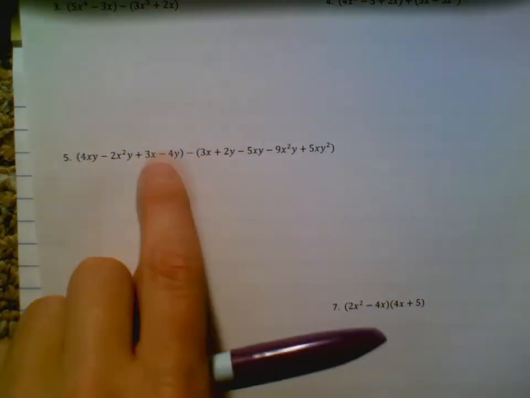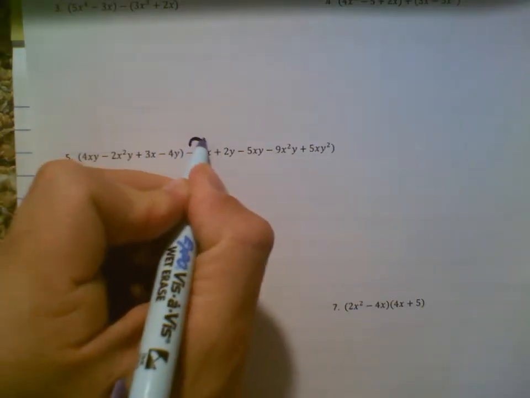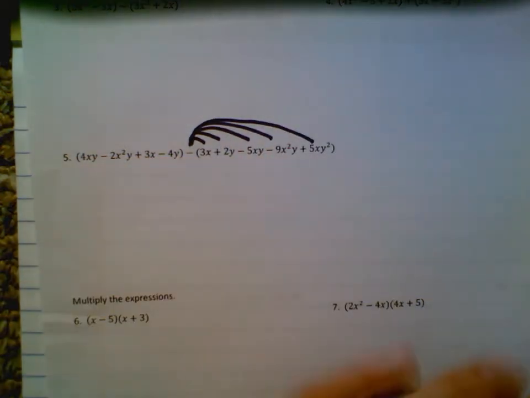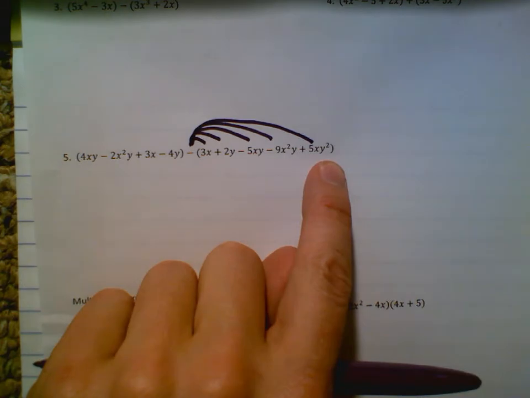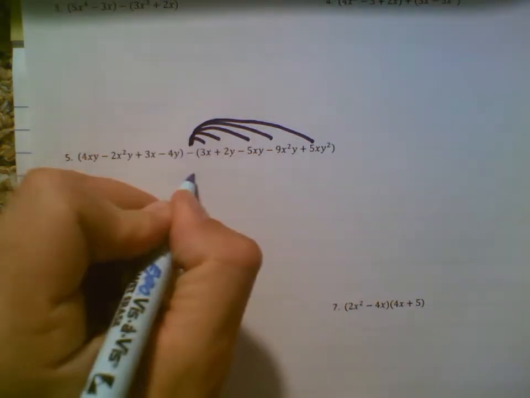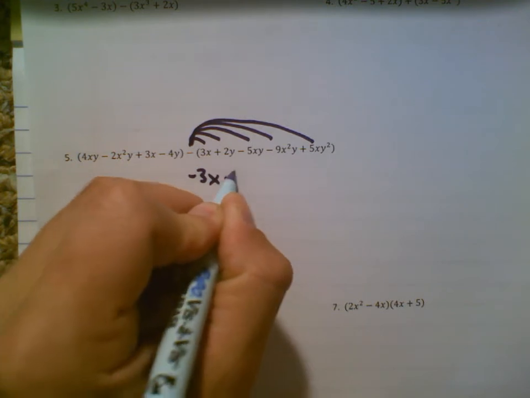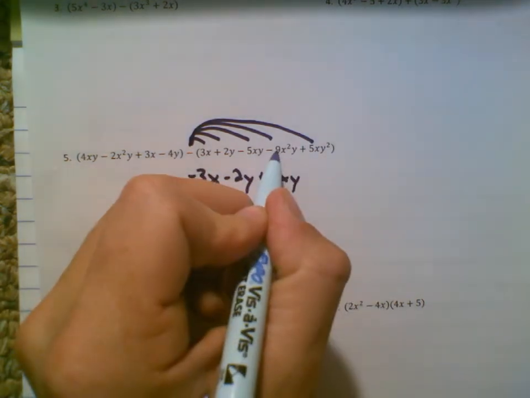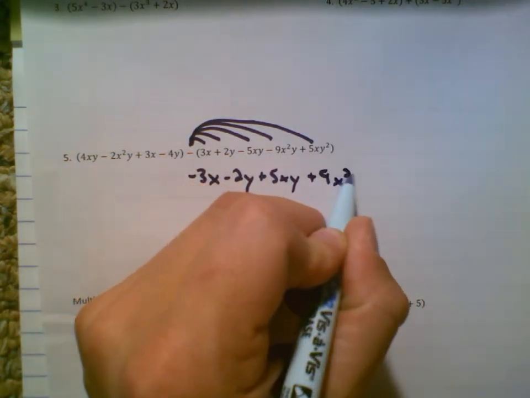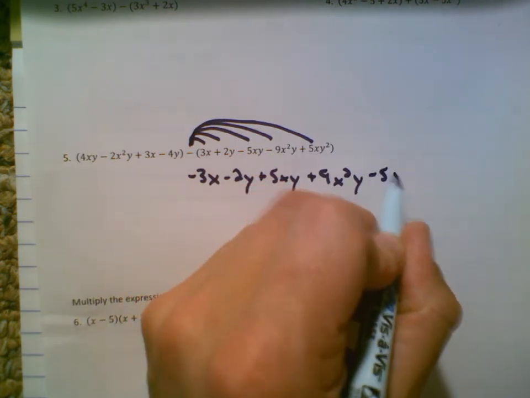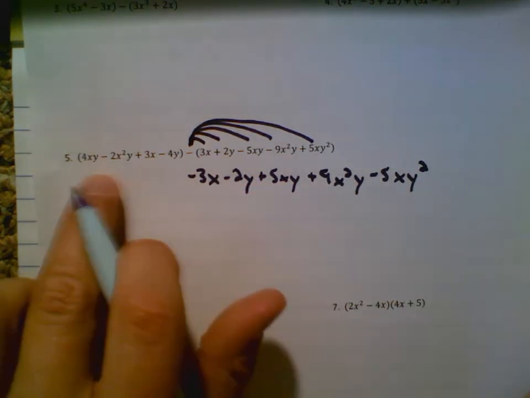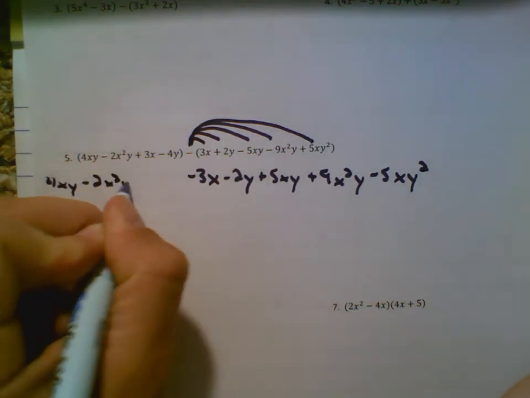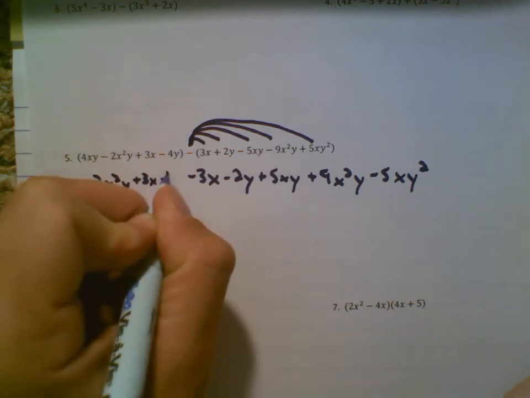So anytime I subtract two polynomials, my first step is to distribute the negative to every single term. Now, when I distribute that negative, what it's really doing is it's just switching the signs of each of these terms. So my positive 3x will now be negative 3x. My positive 2y will now be negative 2y. My negative 5xy will now be positive 5xy. My negative 9 will be positive 9x squared y. And the last one will be negative 5xy squared. This first polynomial just drops down. So we have 4xy minus 2x squared y plus 3x minus 4y.